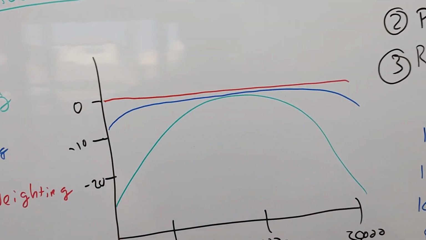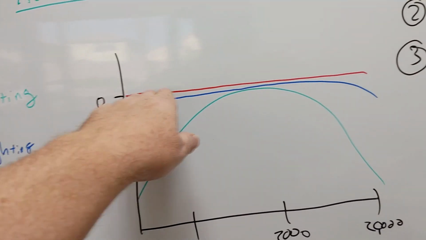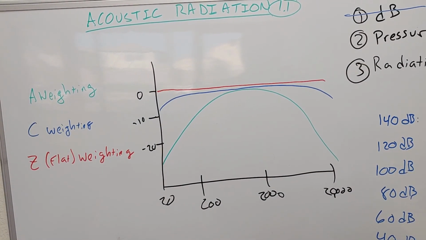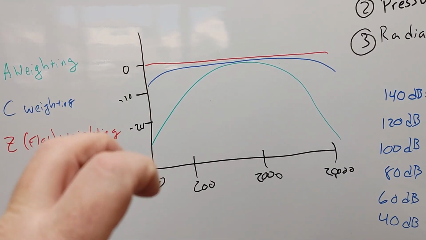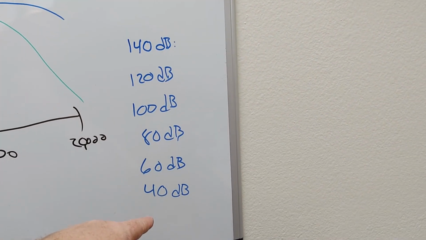Flat is exactly what it is. Sometimes it's called Z weighting, but we just call it flat usually, and that's just flat. There's no weighting at all. So these are just different ways of determining how much attenuation or how much we cut down the level to consider it as equal volume. Now there's these various points here. These are different SPLs. So what do these mean?